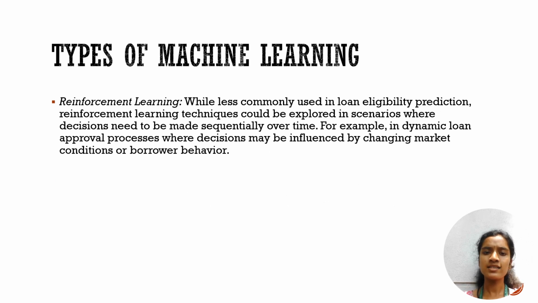Reinforcement learning. While less commonly used in loan eligibility prediction, reinforcement learning techniques could be explored in scenarios where decisions need to be made sequentially over time. For example, in a dynamic loan approval process where decisions may be influenced by changing market conditions or borrower's behavior.